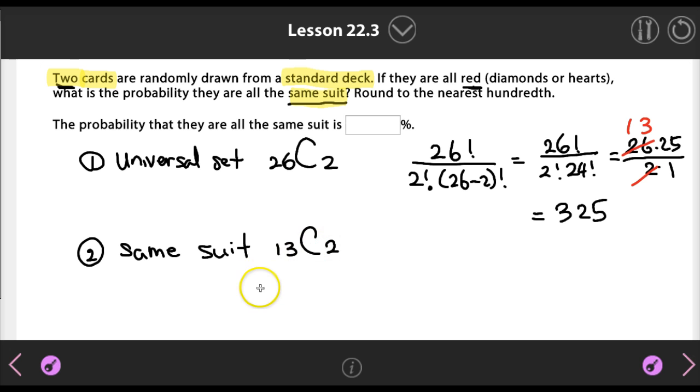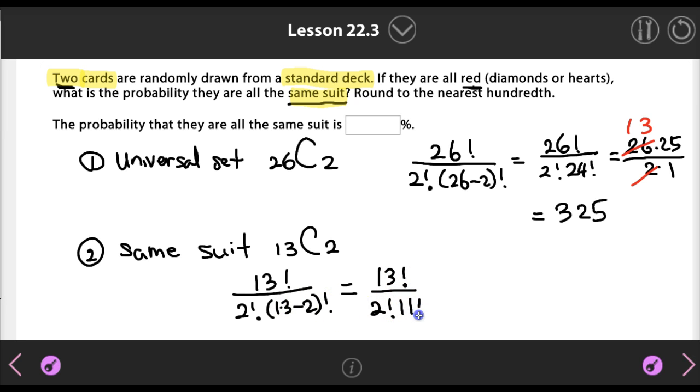13 combination 2 is going to be 13 factorial over, then we have to put the 2 factorial, and then 13 minus 2 factorial. Okay, so all this calculation stuff is not really a big deal once you know the formula. It's just how do you set it up, and do you understand this? Okay, so there you go. That will be 13 factorial, 2 factorial. Let's make sure this is an exclamation mark. 13 minus 2 is 11 factorial.